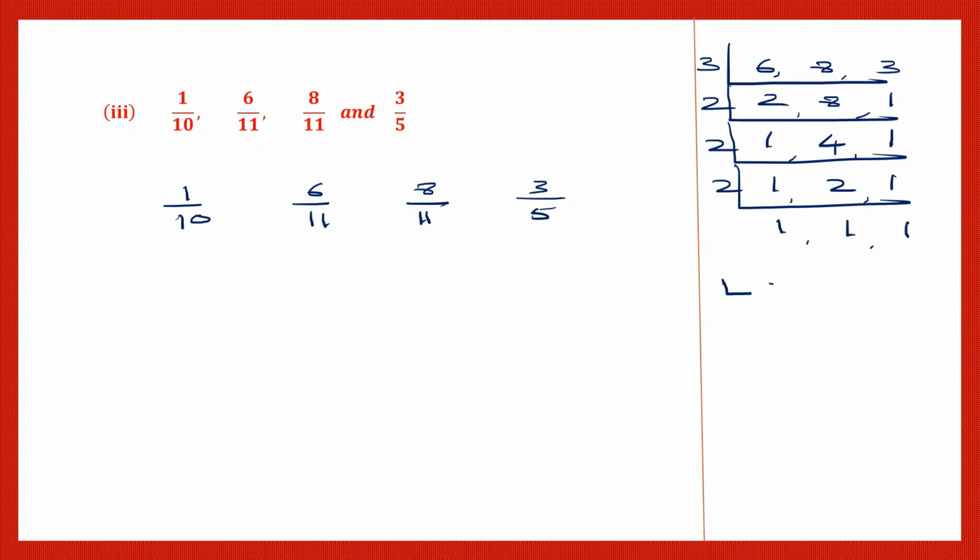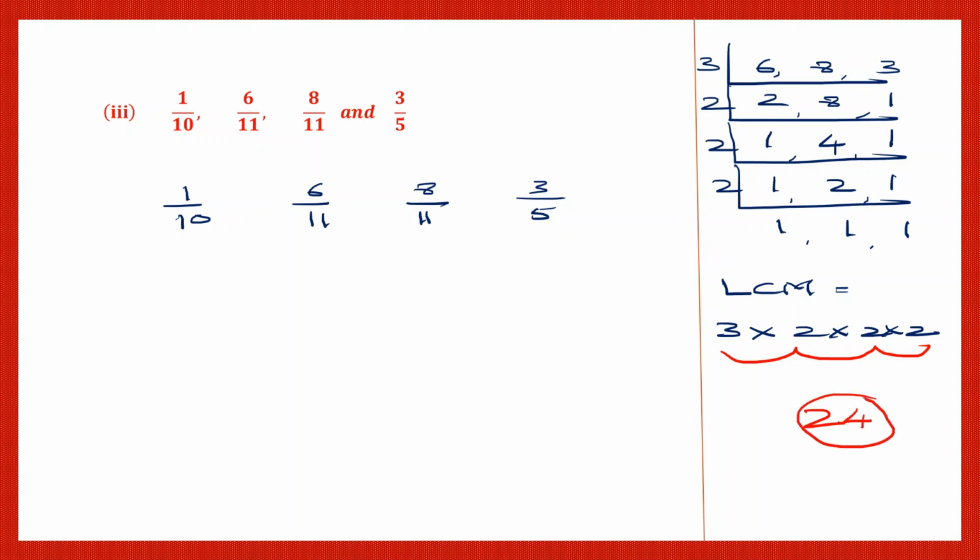So now to find the LCM, LCM is equal to 3 into 2 into 2 into 2. Now let's multiply and see what we're getting. 3 2s are 6, 6 2s are 12, and 12 2s are 24. So our LCM is 24, which we're going to use as the common numerator. So let's write that. 24 is the first one. Then we have 24 again, then 24, and the last one is also 24.